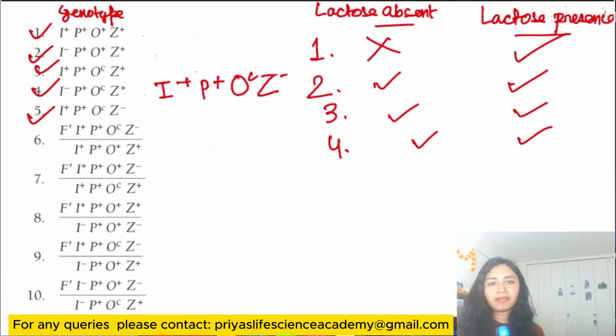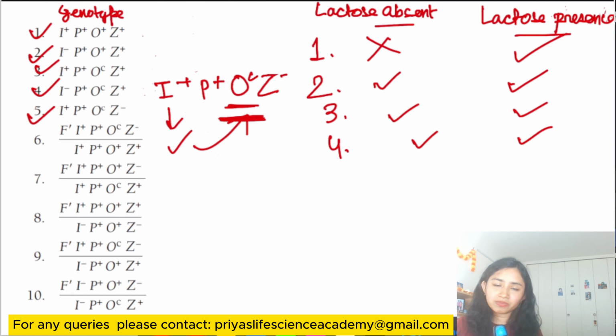So here I plus can produce functional repressor. Okay. But there is OC. Can it bind with the OC? No, because there is OC mutation, constitutive mutation. This Lac repressor can't recognize the operator. So the operator will be free even in the absence of lactose. So even in the absence of lactose, the operon will be turned on, and in the presence of lactose also.